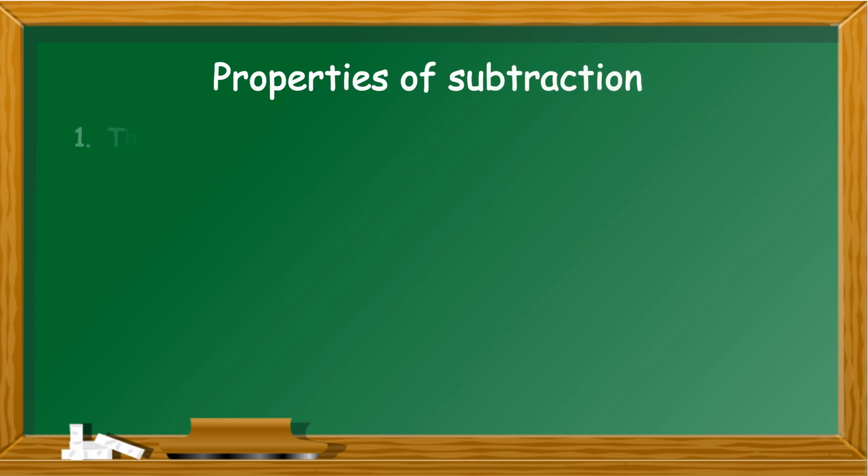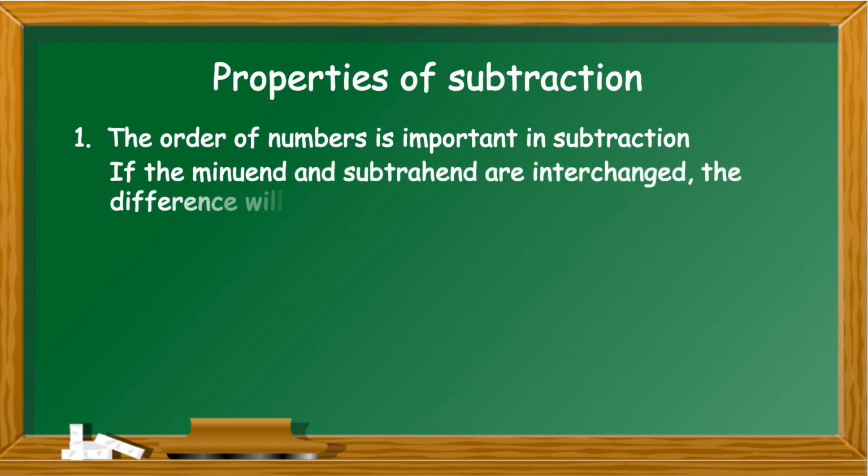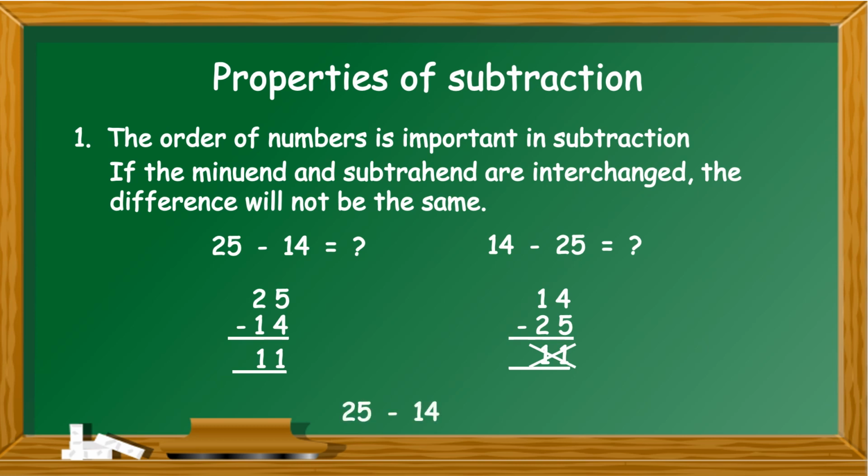Property number 1. The order of the numbers is very important in subtraction. This means that if we interchange the minuend and the subtrahend, the difference will not be the same. For example, if I ask you how much is 25 minus 14, you will subtract: 25 minus 14 is equal to 11. But if the numbers are interchanged and you are asked how much is 14 minus 25, the difference will not be 11. So we can say that 25 minus 14 is not equal to 14 minus 25.